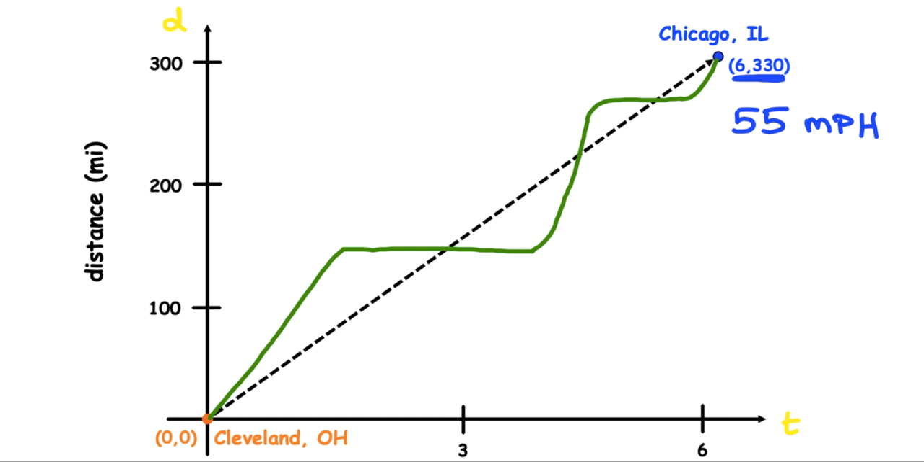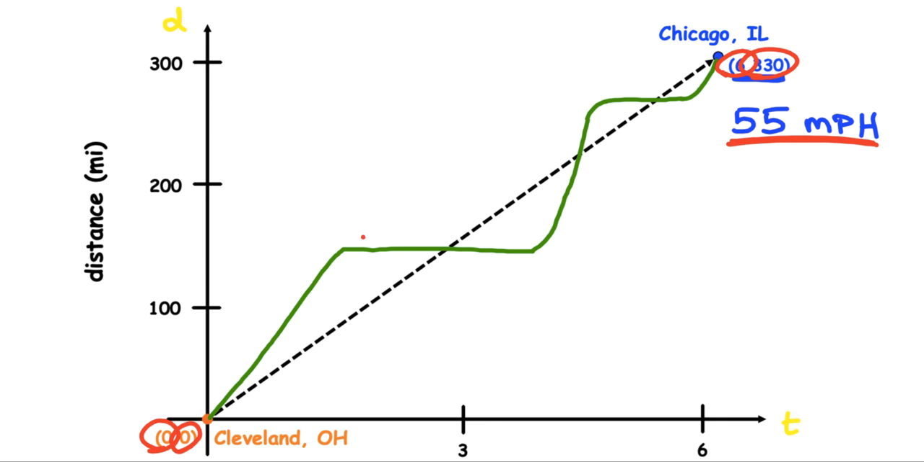Okay, good story, but let's relate it to the mean value theorem. My average speed was 55 miles per hour the entire trip. That's middle school slope. That's rise over run. You went 330 minus this 0 down here in Cleveland over 6 minus this 0. You probably didn't even think about the zeros, but you did middle school slope. That's equal to the derivative.